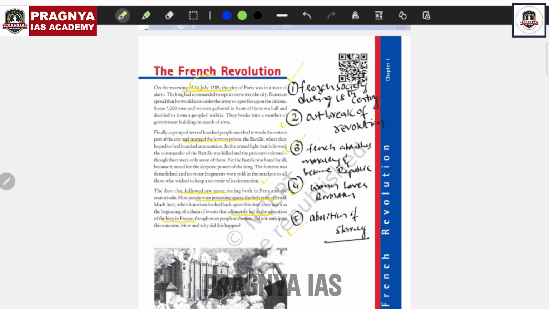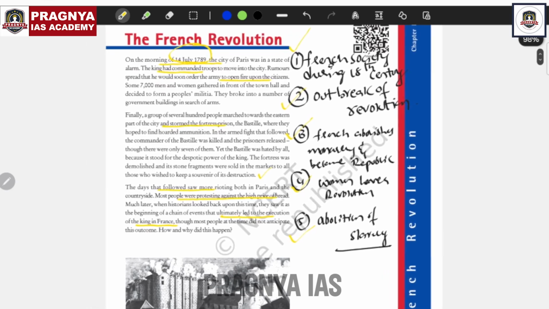Remember the date, 14 July 1789. The city of Paris was in a state of turmoil because the king had commanded troops to move into the city, and they opened fire upon the citizens. Some 7,000 men gathered in the town hall and formed what is known as a people's militia. Forming this people's militia, they stormed the fortress prison known as the Bastille.